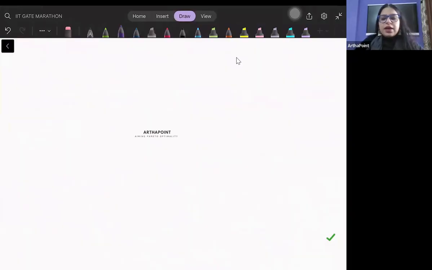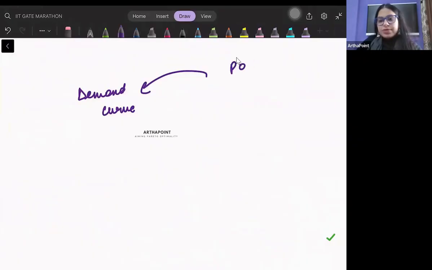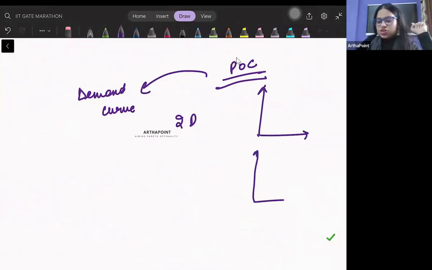So now all of us know कि जब हम डिमांड कर्व को डिराइव कर रहे थे, we derived this demand curve using price offer curve. हमने POC यूज किया था. We plotted the price offer curve, then नीचे we plotted the demand curve. It was a 2D diagram. यहाँ पे ऊपर किया था, नीचे किया था. Right? This is what we have done to derive the demand curve.